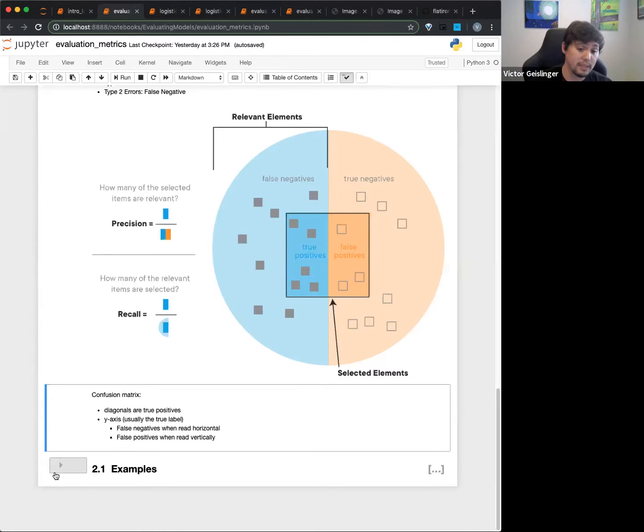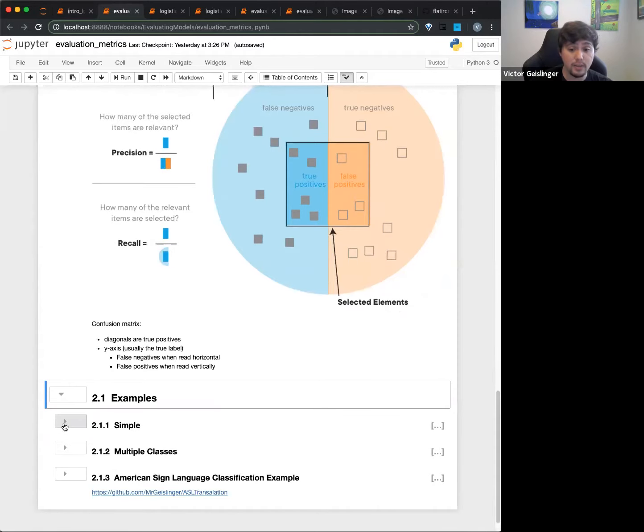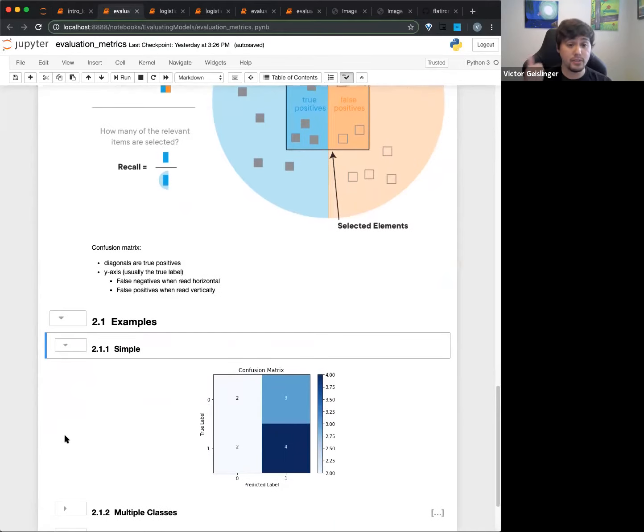So to show you an example, rather than just talk about it, here's a really simple one. Essentially there's two classes. You can see here's the true label, 0 and 1, right? So this is where the true label is 0, so you get negative. On the diagonal are the true, I shouldn't really say true positives. I guess it's in a way true positive, but basically these are the true parts.